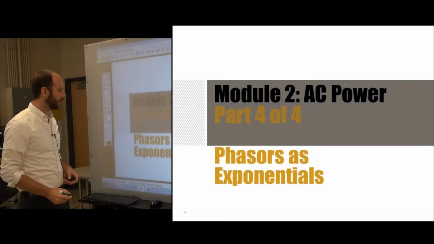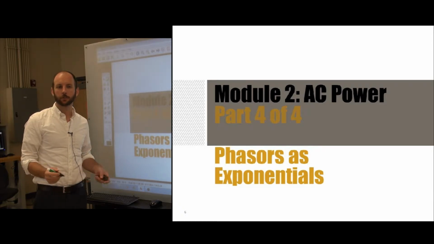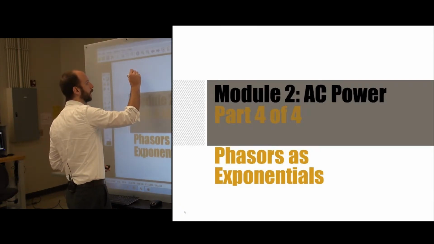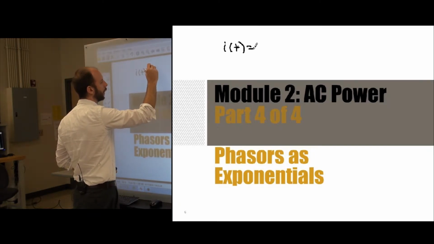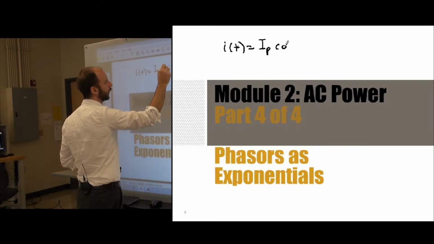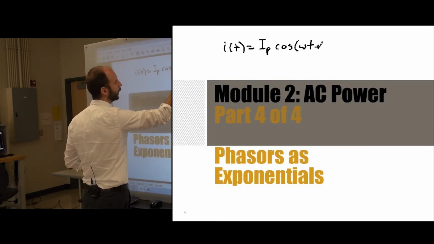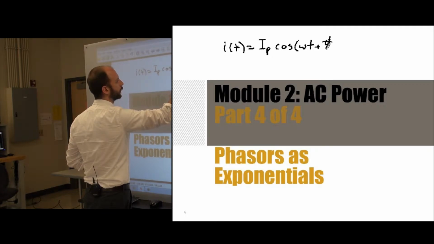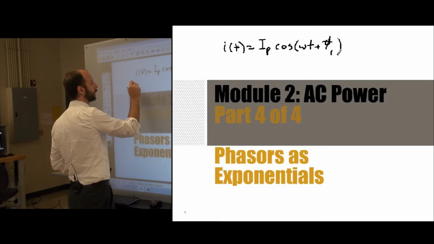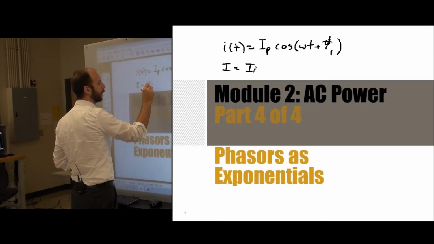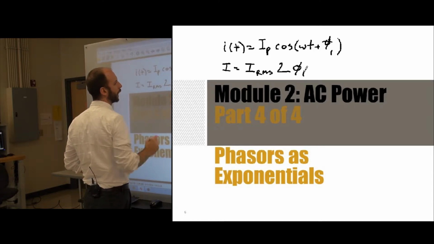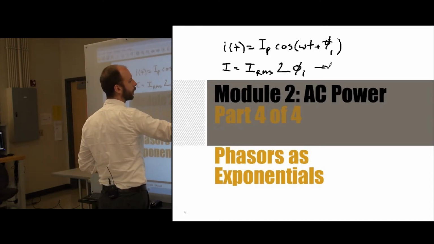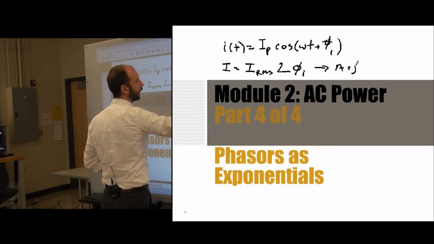Okay, so what we just showed is that we can represent phasors in polar and rectangular form, right? We can write I of t, instead of I peak cosine of omega t plus phi sub I, as I equals I RMS at an angle of phi sub I, right? We could do that, and then we could convert that into some form A plus jB.